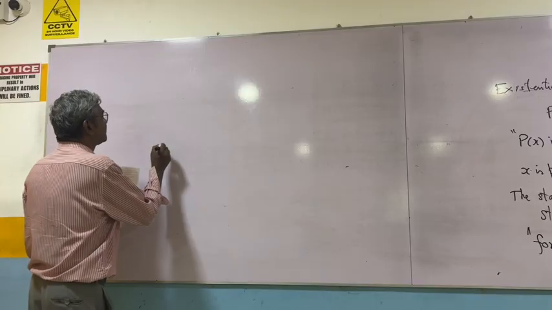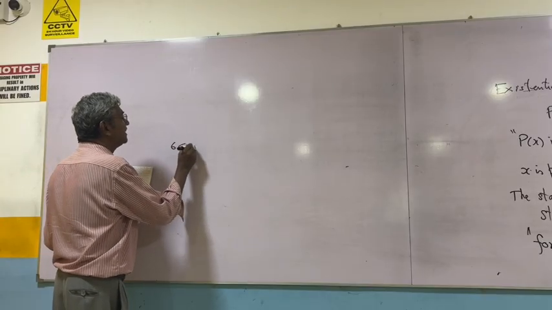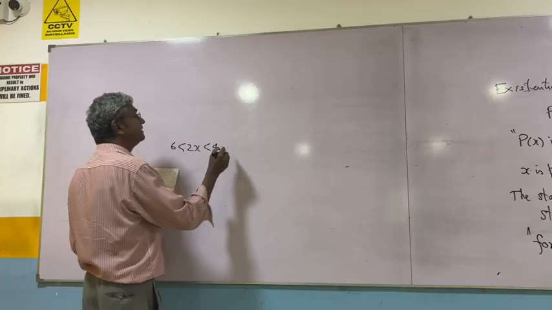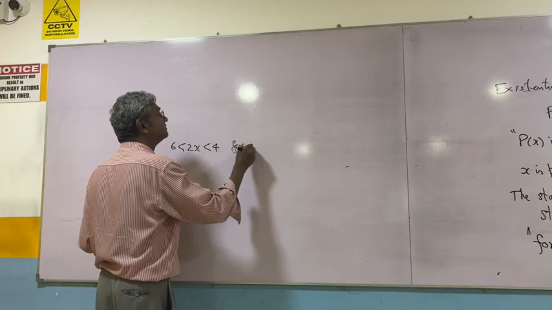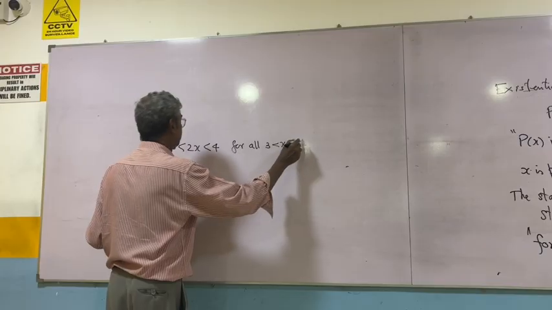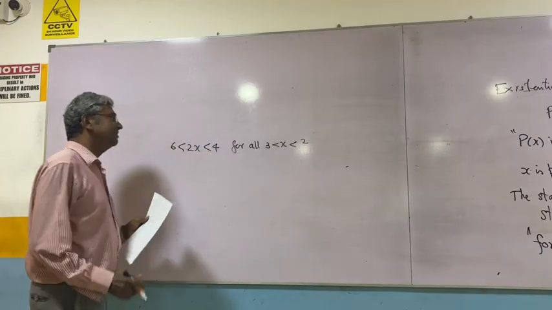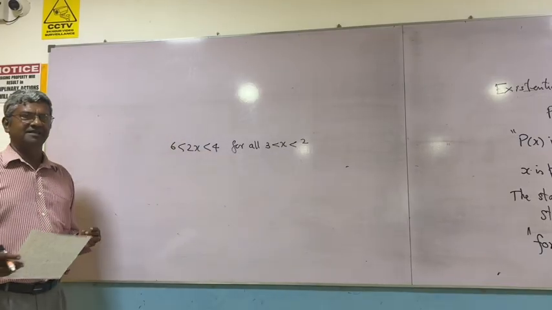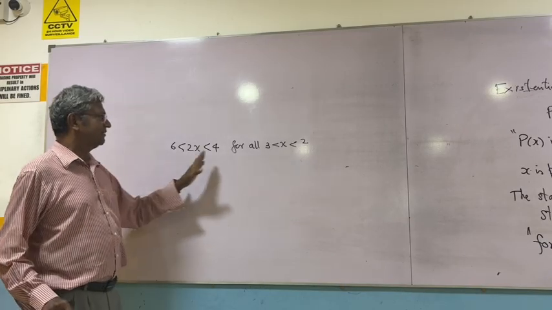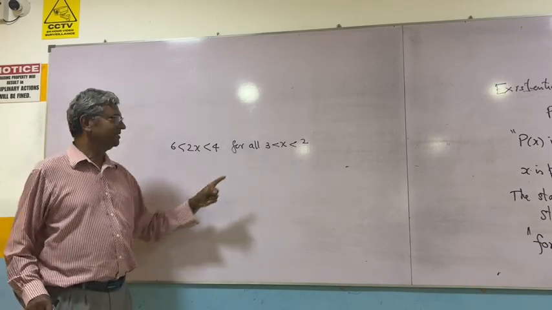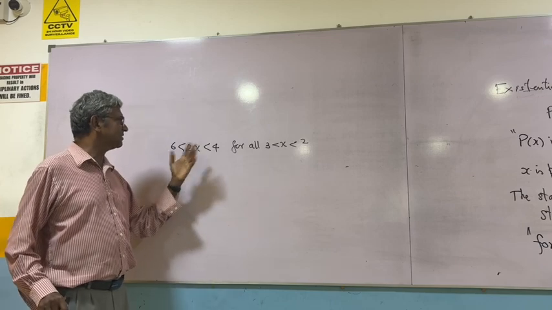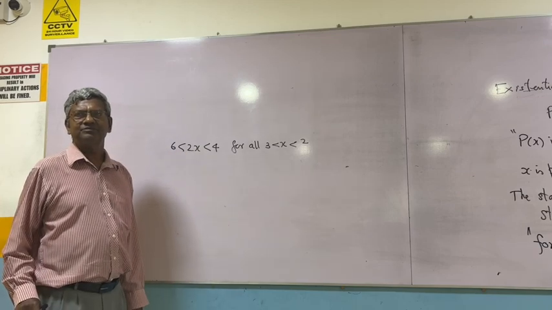We say 6 less than 2x less than 4, for all 3 less than x less than 2. This one is true. I am not saying this is true, but if you take any x such that 3 less than x less than 2, then 6 less than 2x less than 4 is true.